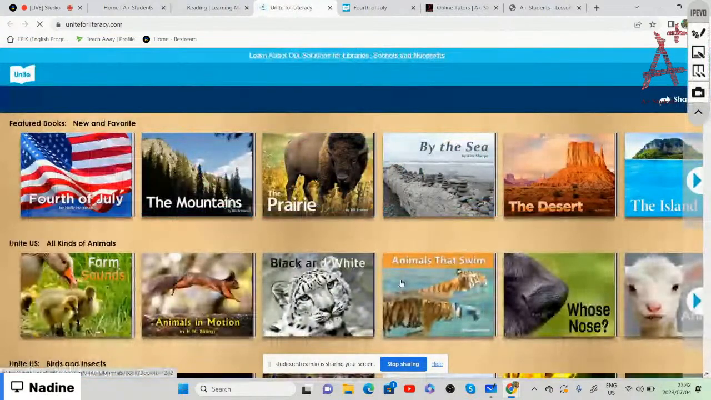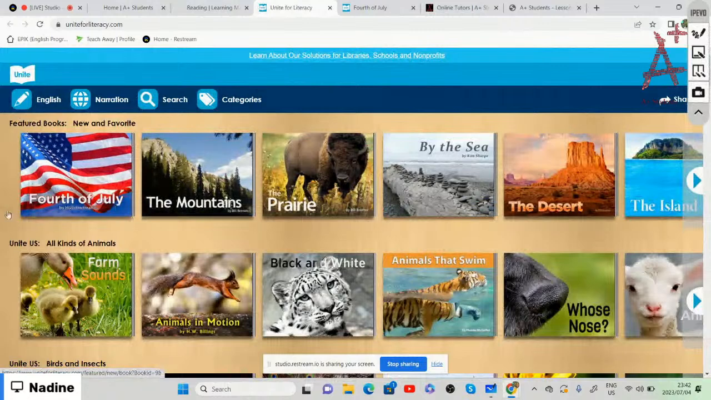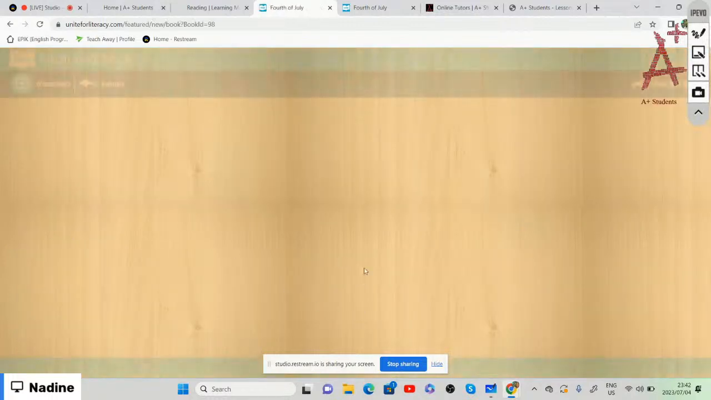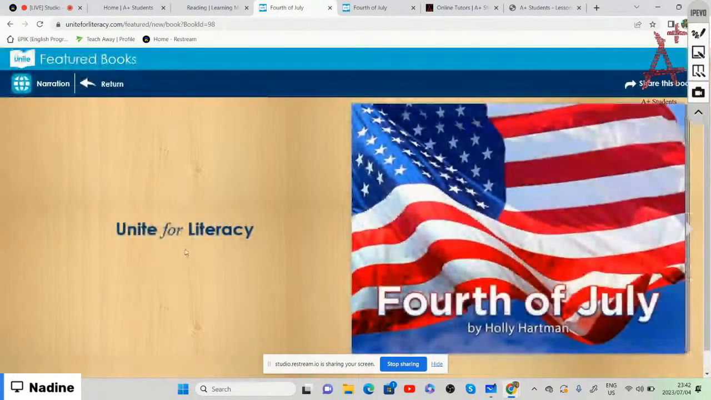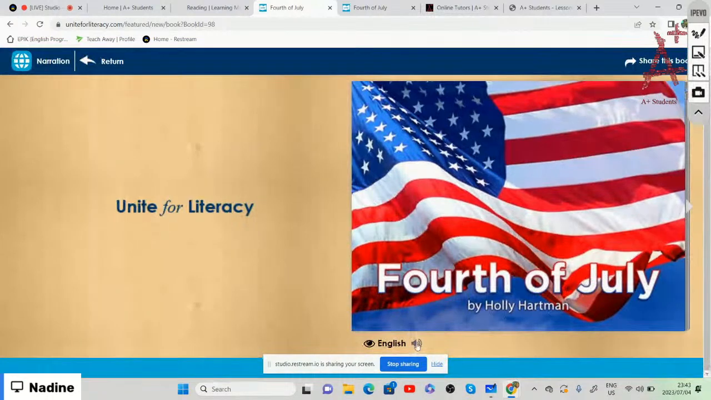All right, so we're going to choose the first featured book, which is 4th of July. And we're specifically choosing 4th of July because today is the 4th of July. So we will say happy 4th of July. All right, so we are going to read along with the audiobook, which is called The 4th of July by Holly Hartman. All right, so we're just going to listen up.